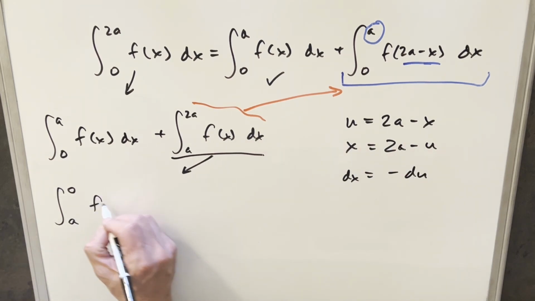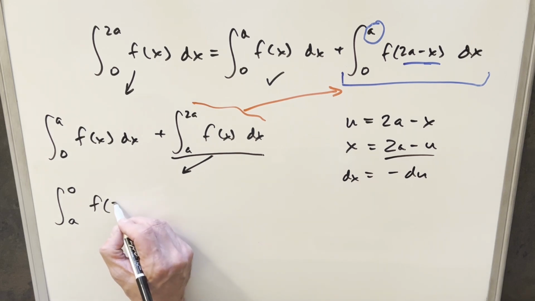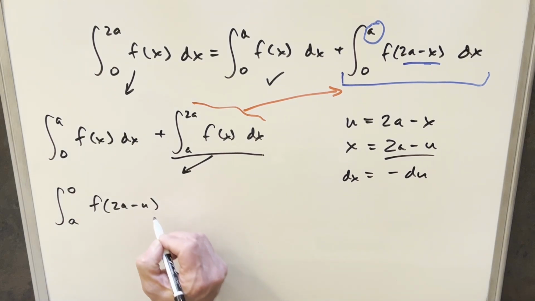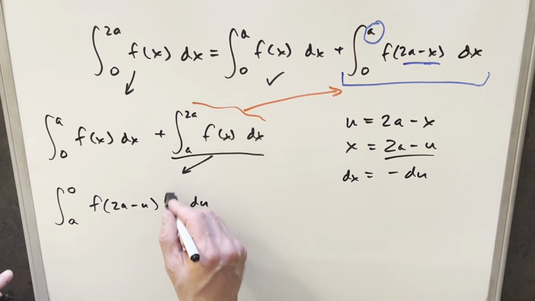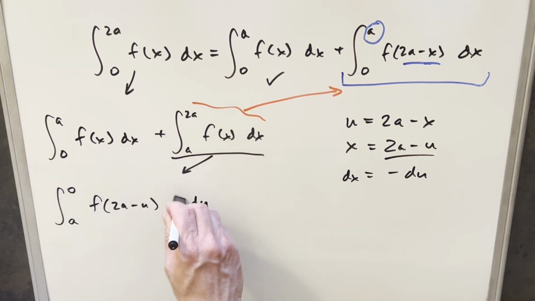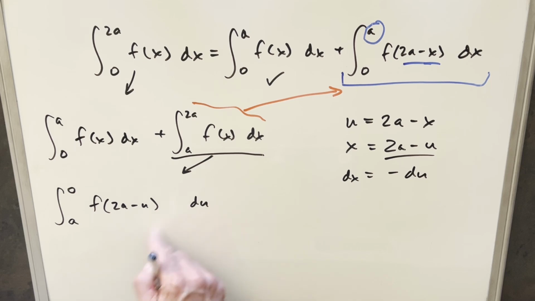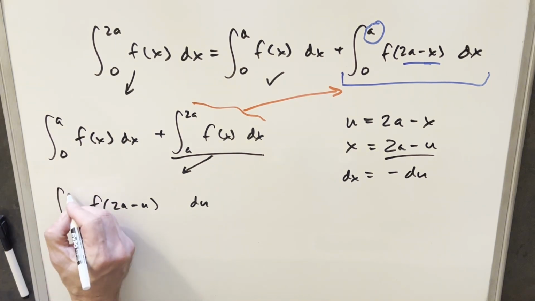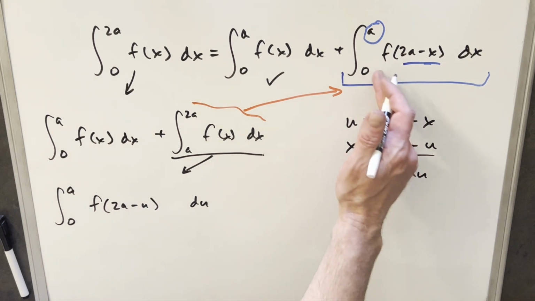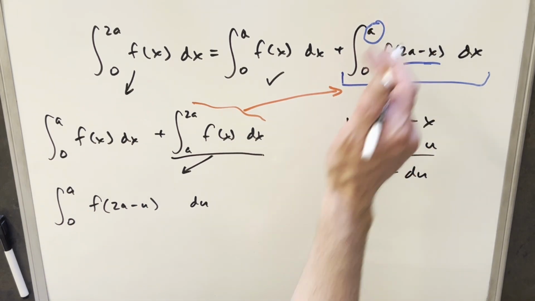Then for our f of x, plugging in this value, this is going to become f of 2a minus u, and dx is going to just be minus du. But then I can take this minus sign and bring it out front of the integral, and what that allows us to do is just flip the bounds. So when I do that, now we're going from 0 to a, and that's good because that's a piece we wanted right here, right? We want this to go from 0 to a.